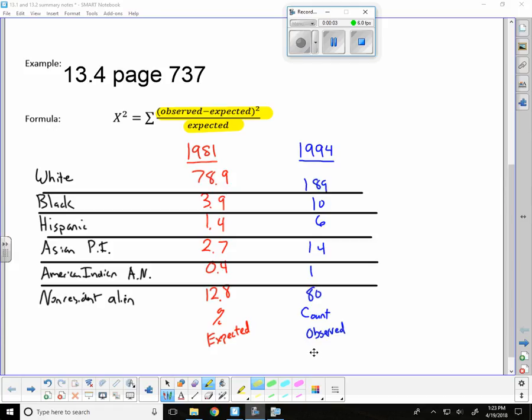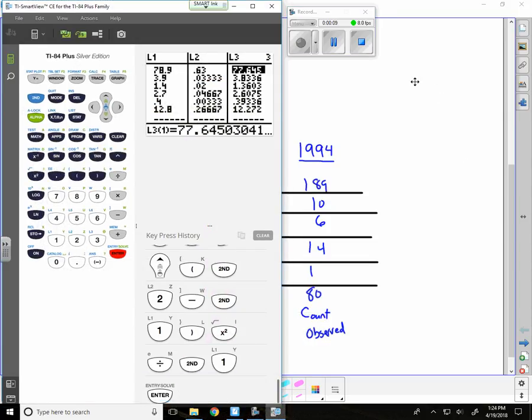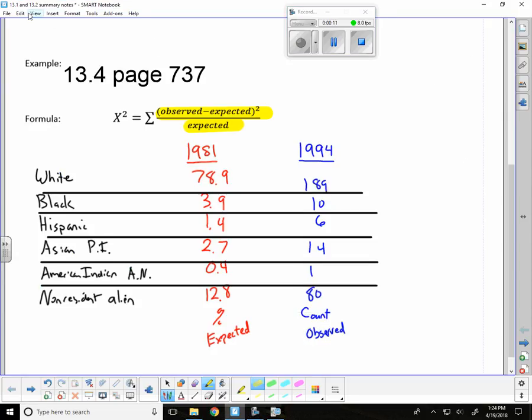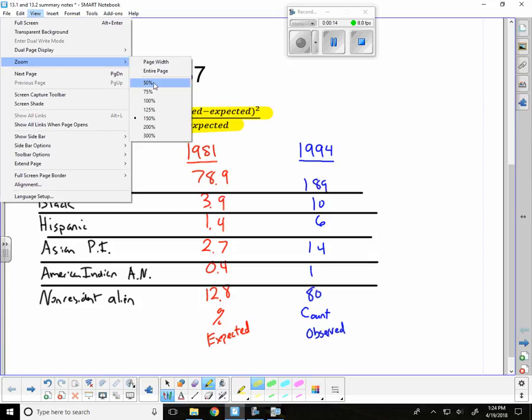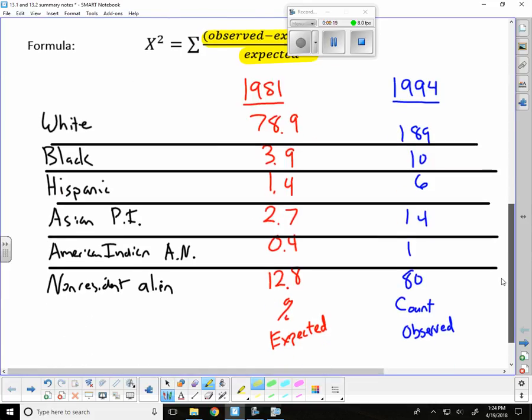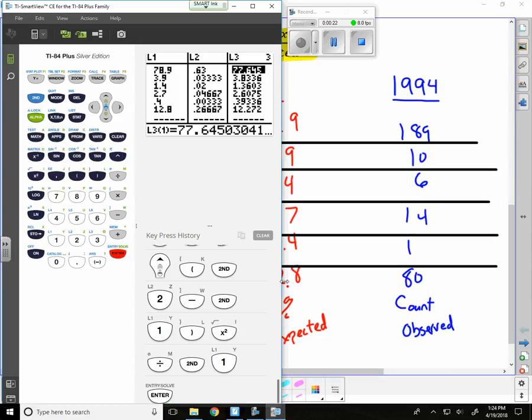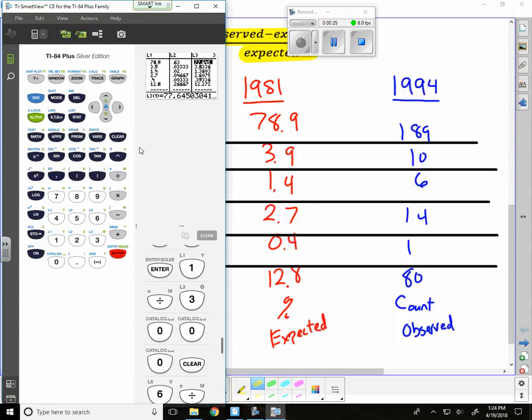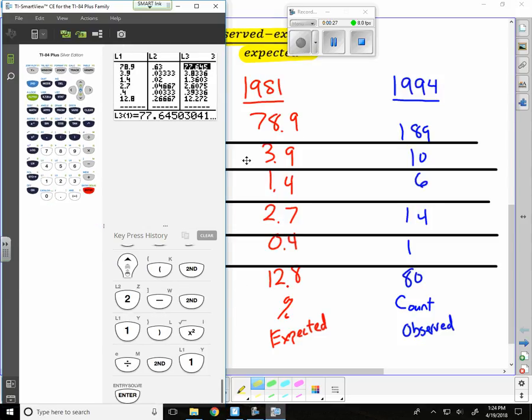Now, we've taken a moment while we were paused to enter this data into our calculator. One thing you may notice is that when we look at the data, it's not entered in exactly the same way. So I do have 78.9, 3.9, all the expected percentages on list 1, but list 2 we converted because these were counts out of a sample of 300. So 189 divided by 300 was 63%.